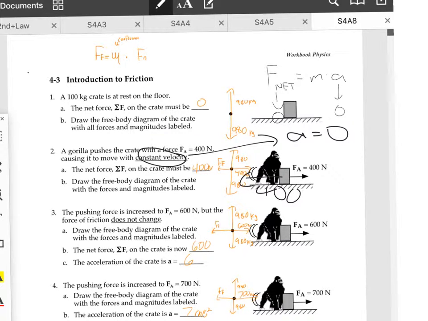And what would supply that force? As the gorilla pushes the box across the floor, this 400 newtons is the force of friction. And so the net force on the crate is actually 0 for that. And then as you go down, down here, it says the force of friction does not change. So you use the same force of friction for the problems down below.